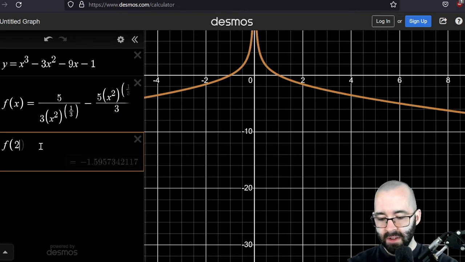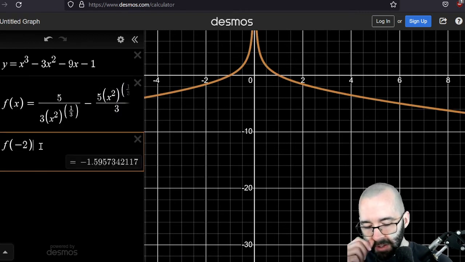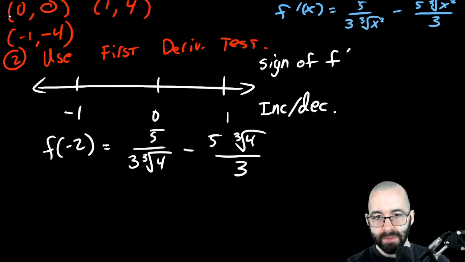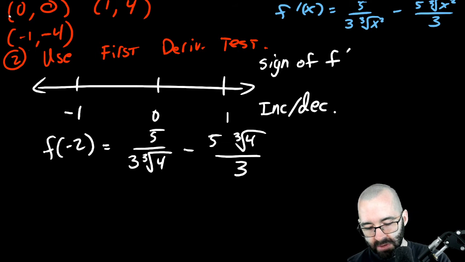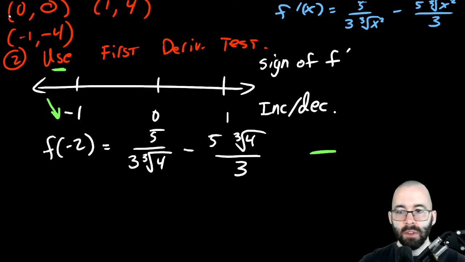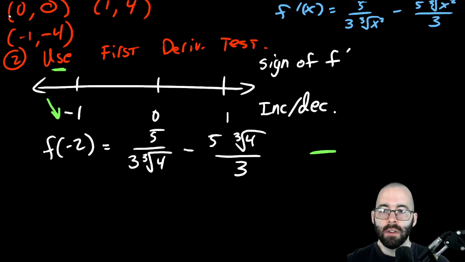The derivative at -2 is negative. The value doesn't matter, only the sign. So that is going to be negative. So the derivative is negative to the left. It's decreasing on this interval. And again, the original function is continuous, so we're good to go.